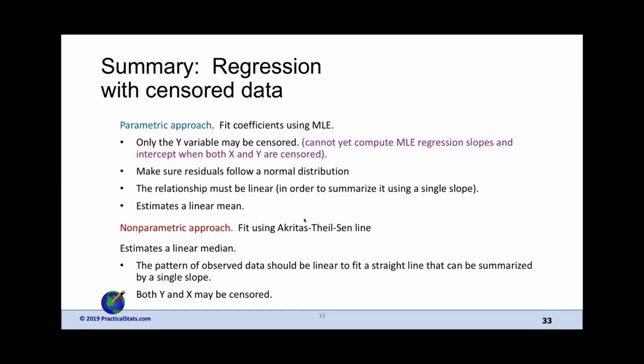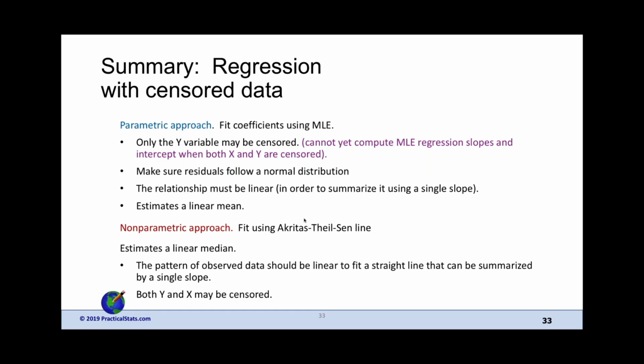And so the summary for all of this, before we get to multiple regression quickly, is that the parametric approach is maximum likelihood. Only the Y variable can be censored, except for a brand new package that's just come out that will do a correlation, but not yet regression, when the X is censored as well as Y. Make sure the residuals follow a normal distribution. It must be linear, and it estimates the mean of Y given the X's.